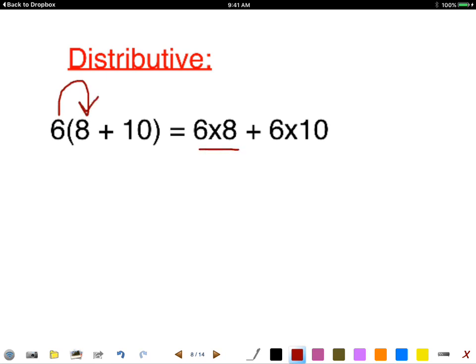So see, that's how we get 6 times 8. Because this 6 in front of the parentheses, because it's side by side like that, it means multiplication. So 6 times 8, and then you carry over the plus sign, and then 6 times 10, and that's where this comes from. So that's the distributive property.